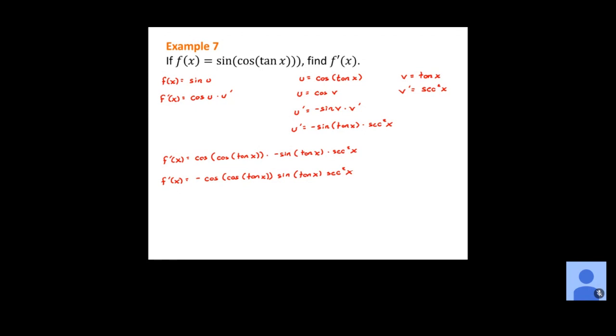Again, this is an example of a chain rule within a chain rule because we have the cosine tangent as one inside function and then the tangent inside that function. Any questions there?